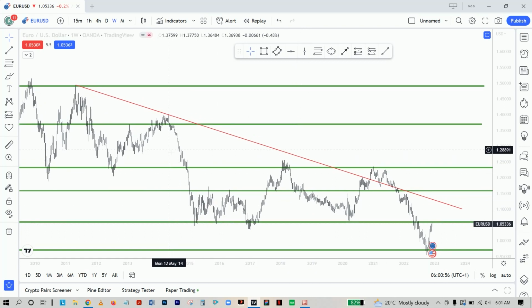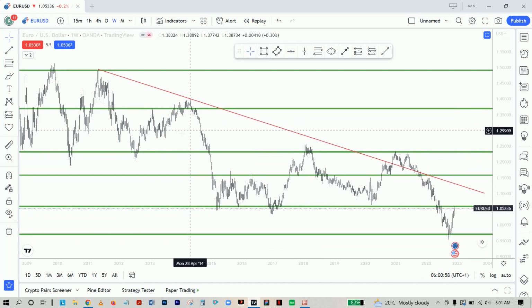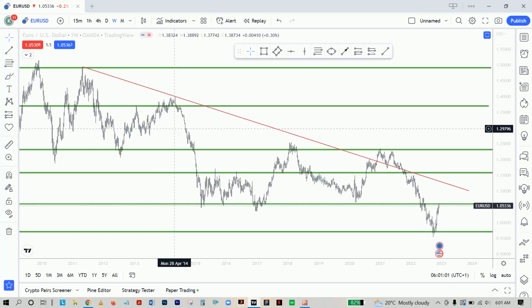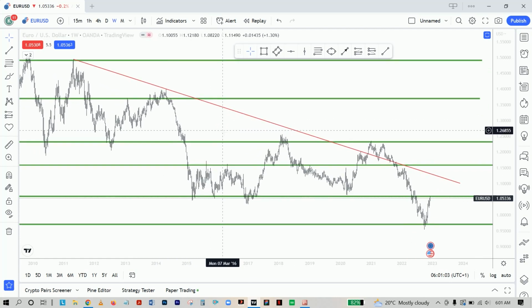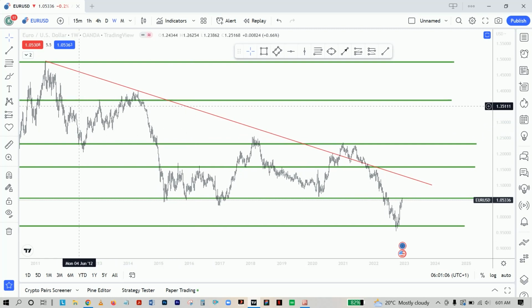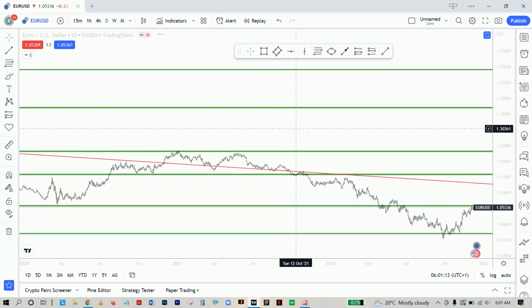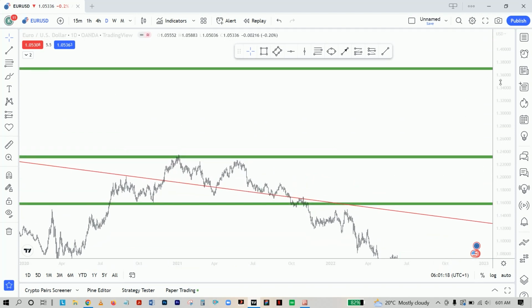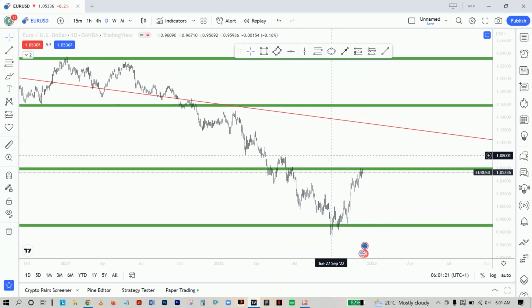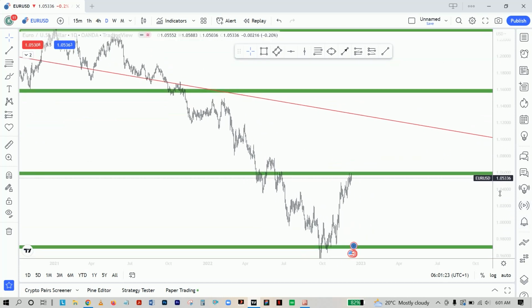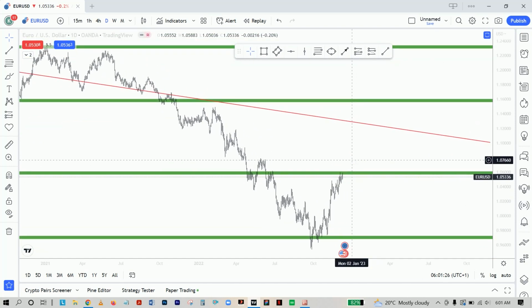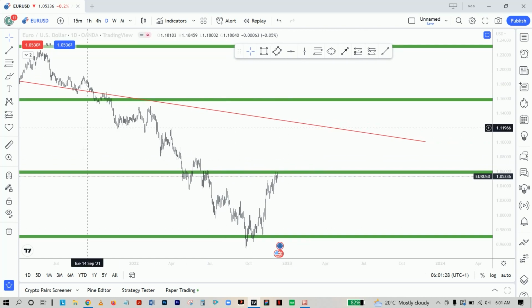So now, as explained, the first thing I do is I come to my weekly market and I draw my support and resistance levels. Then I go to my daily time frame to see what the market is doing. And what is the market doing? Very simple. Let me just put this out here for you.